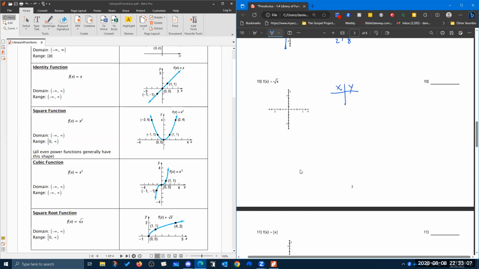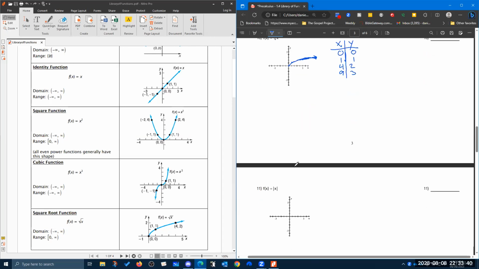X, Y, and be careful here with the square root of X, because it starts at 0, 0, and then the square root of 1 is 1, and the square root of 4 is 2, and the square root of 9 is 3. And I don't have 9 on here, so I'm going to stop there. So we've got 0, 0, 1, 1, 4, 2. And the shape looks kind of like that. It gets shallower and shallower. It flattens out as I go along.